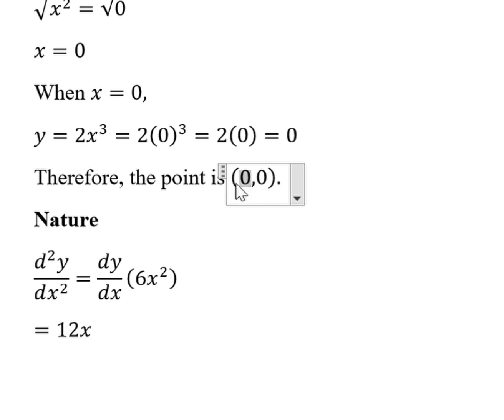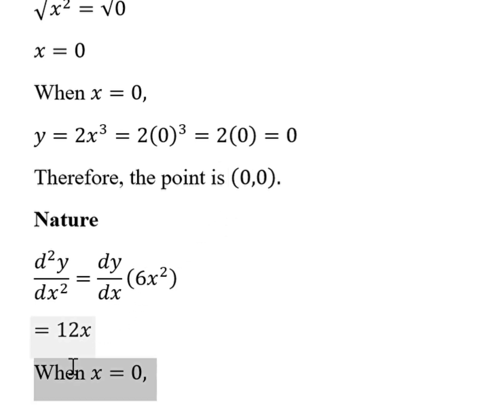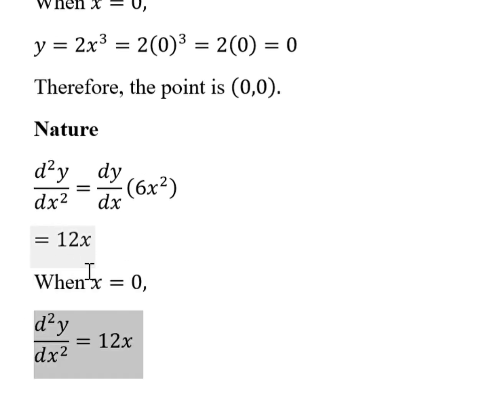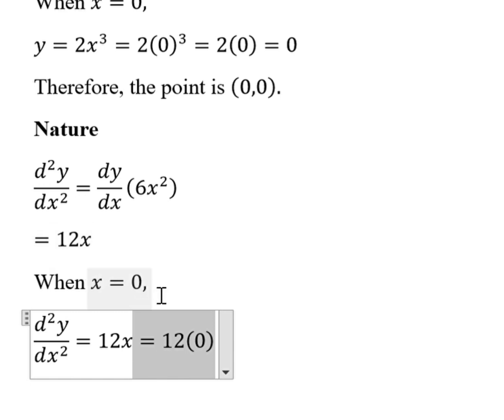So if we substitute this 0 here, we shall say when x is equal to 0, then d squared y over dx squared will be 12 into 0, which is 0. And what did we say when we get the second derivative being 0? We said that is a point of inflection. Therefore, we can say this point here is a point of inflection.